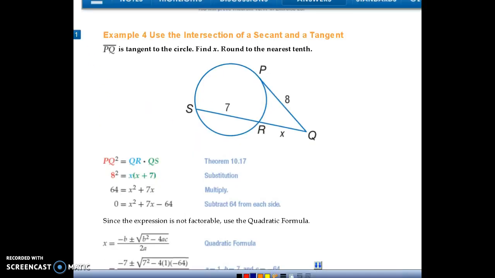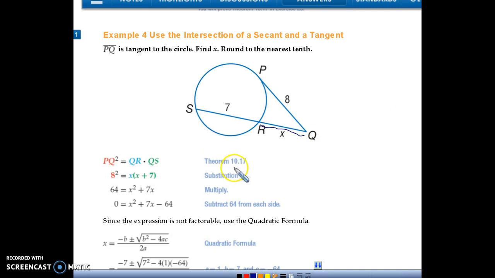Well, let's see an example. Use the intersection of a secant and a tangent. Given that PQ is a tangent of the circle, find x. X is going to be this little piece here, and PQ is a tangent from this circle. All right, let's use the theorem then.